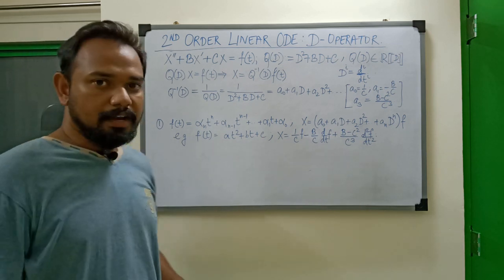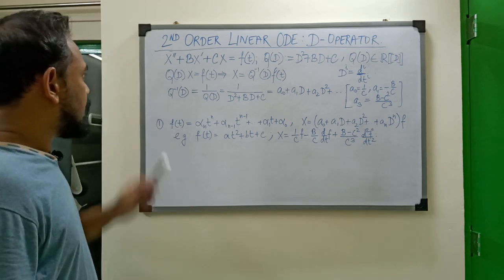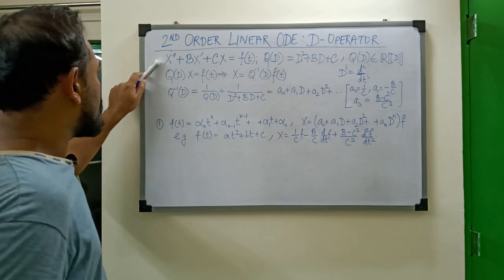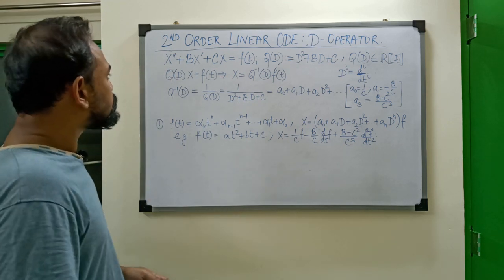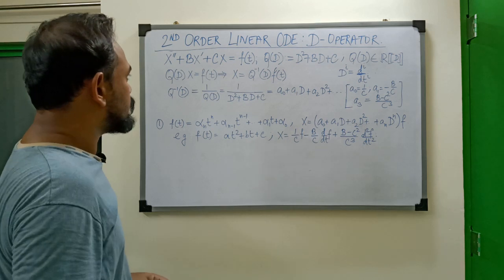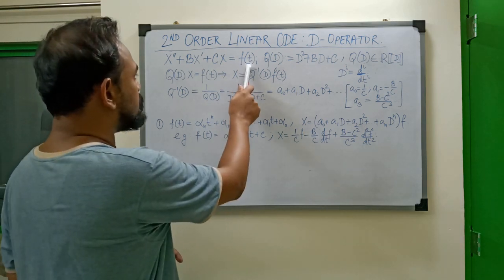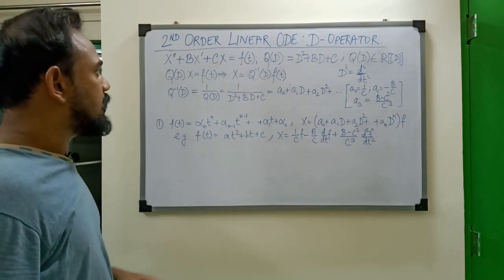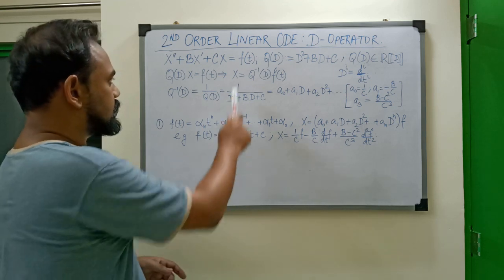So just a small recap of what we had done was that suppose we were solving this differential equation, second order linear ODE. B and C are constants, real numbers, and we have some general f(t), which is the input, on the right hand side.